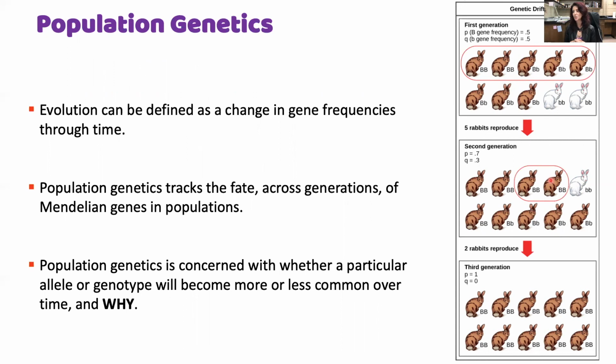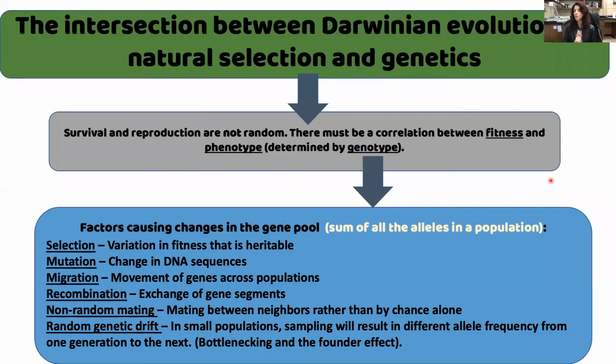Population genetics is concerned with whether a particular allele or genotype will become more or less common over time and what pressures are forcing that change. So let's talk about the intersection between what we know about Darwinian evolution by natural selection and what we just learned about Mendelian genetics. We know that survival and reproduction are not random. There has to be a correlation between fitness and phenotype, and that phenotype is driven by the genotype of an organism. So the factors that cause changes in the gene pool are these.